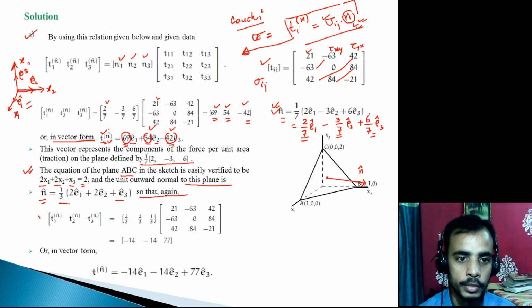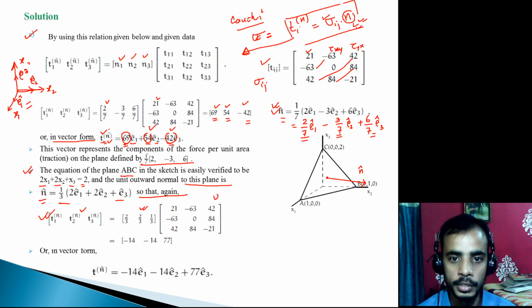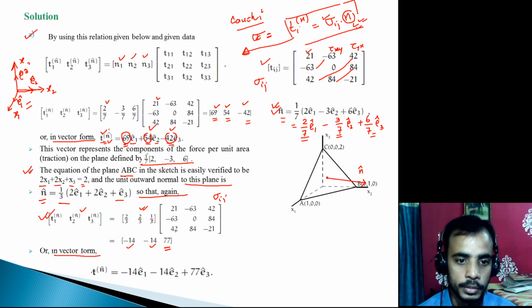So again we can use this relation T_1^n, T_2^n, T_3^n. This is the transpose of T^n basically, and this is the transpose of n, and this is your sigma_ij. And if you do the calculation, this into this plus this into this plus this into this, we will get minus 41, minus 14 and plus 77, and in vector form this T^n equals minus 41 e_1 minus 14 e_2 plus 77 e_3.